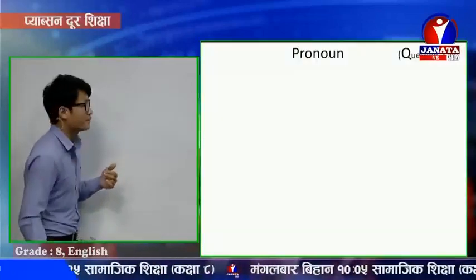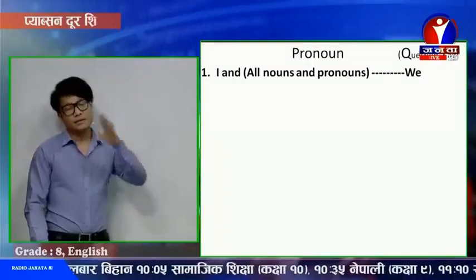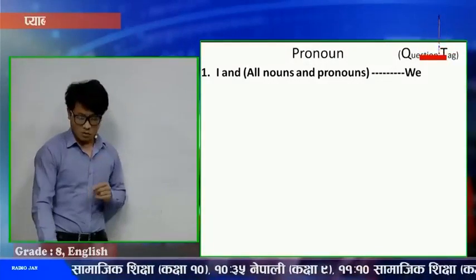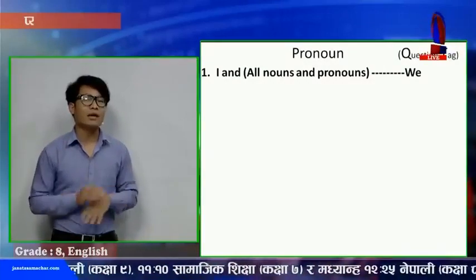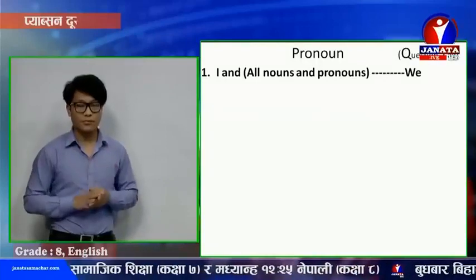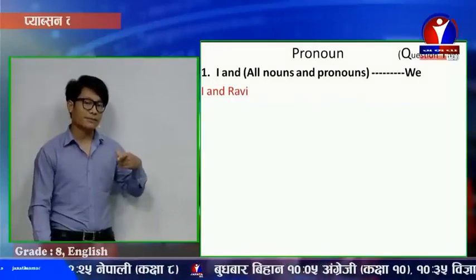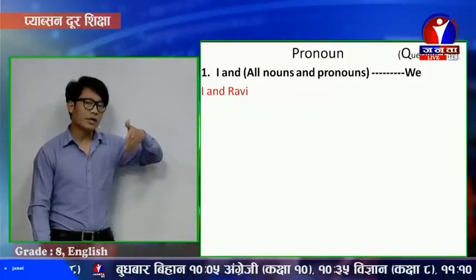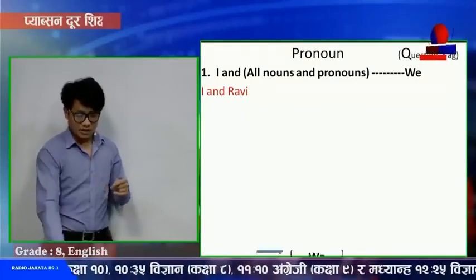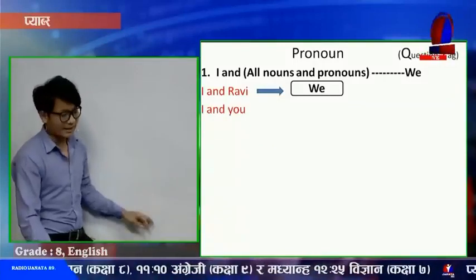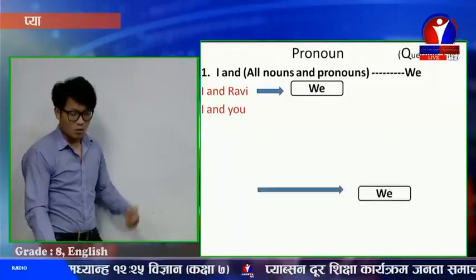So you can see this side. I and all pronouns and nouns become we pronoun. Listen very well. I and all noun and all pronoun becomes we pronoun. Let's have an example. I and Ravi. Here I is a pronoun and Ravi is a noun. So I and Ravi's pronoun is we. Next is I and you. I and you, its pronoun is we.